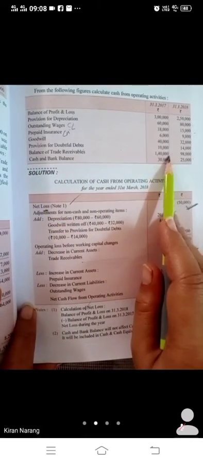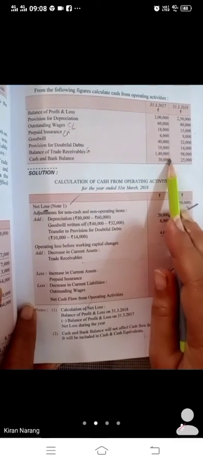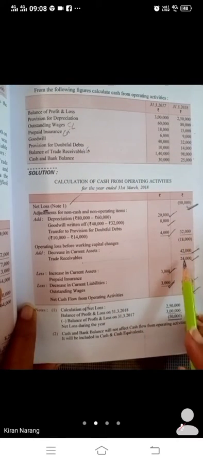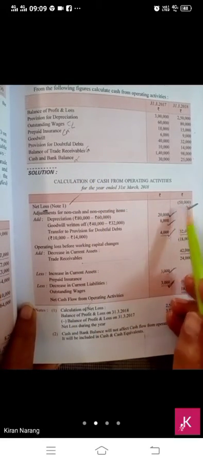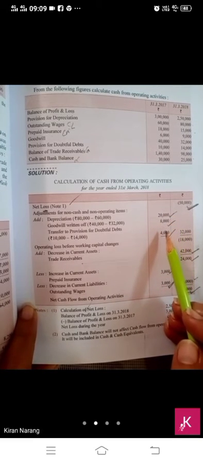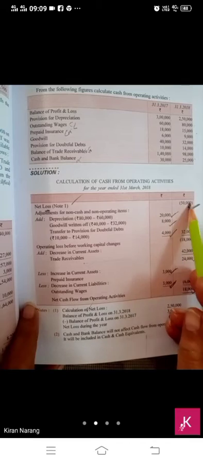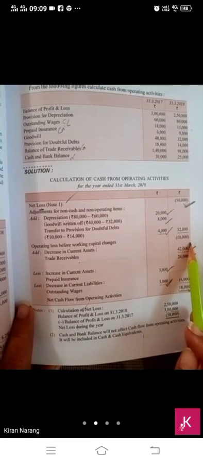Trade receivables are a current asset and they are decreasing, so it will be added, 42,000. Cash and bank balance we never take. We were having a loss and three items to be added back: depreciation, goodwill write-off, provision for doubtful debt. We have added, the loss reduced, it becomes 18,000 now.